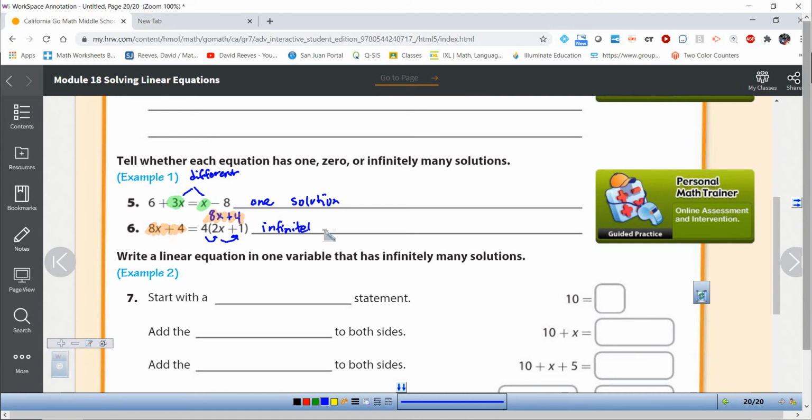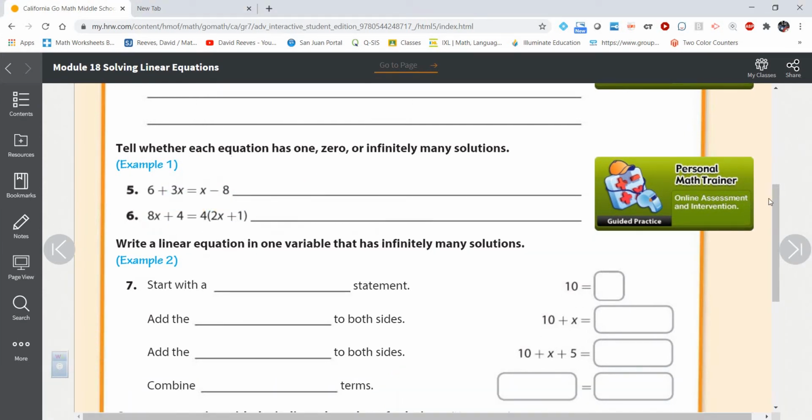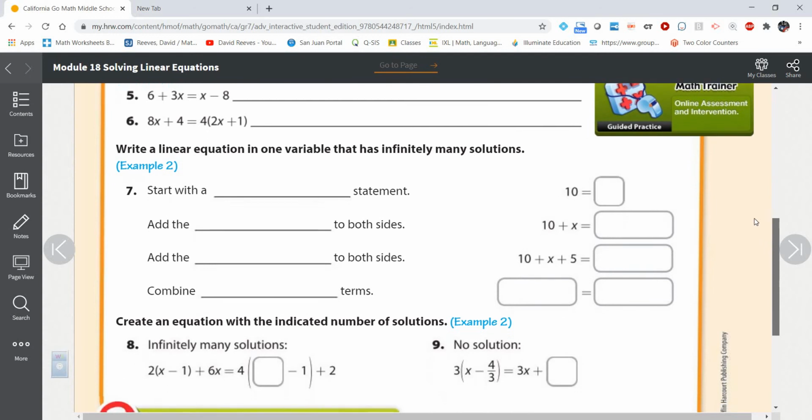We have infinitely many solutions, and the reason we have infinitely many solutions is those two sides are always equal. All right, this is always a true equation. This is sometimes a true equation, and when you have a never true equation, that's when it has no solution.